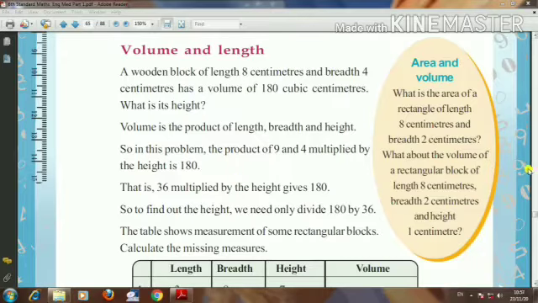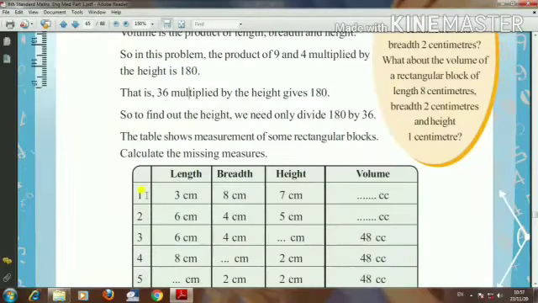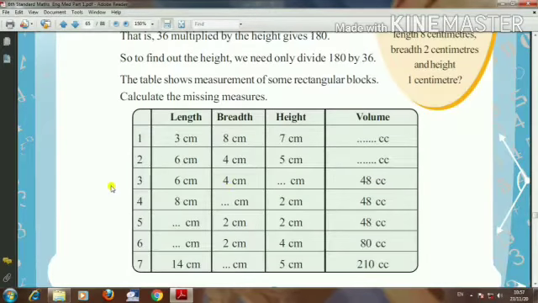Now some more questions are asked here. Let's try. The first two are to find out volume. The next one is to find out height. The fourth one is to find out breadth. The fifth and sixth are to find out length, and the last one is to find out breadth. You try your level best. Let's see.